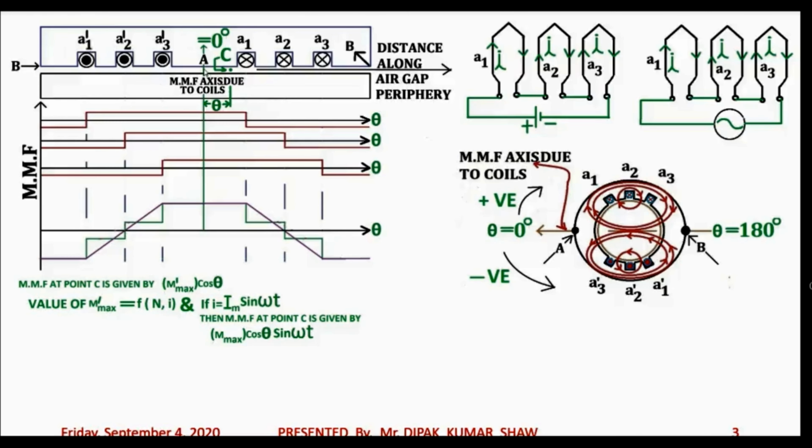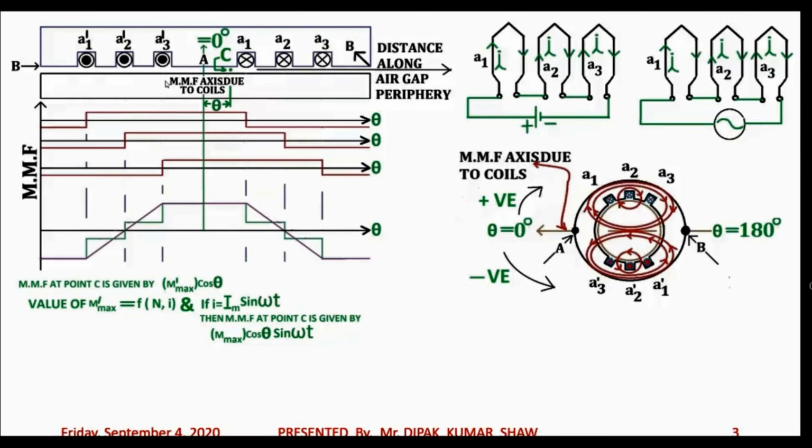Now if you move to the left side of the MMF axis, that is if you move to the left of the point A, then you are actually moving in the anti-clockwise direction. So these will be defined by theta having a negative value. So a point in front of the slot A2 dash will be defined by theta equals minus 90 degree. Why minus 90 degree? Because you are moving in the anti-clockwise direction.